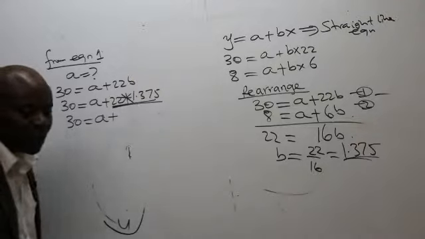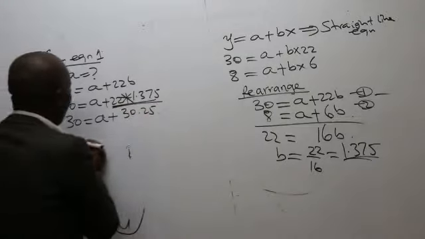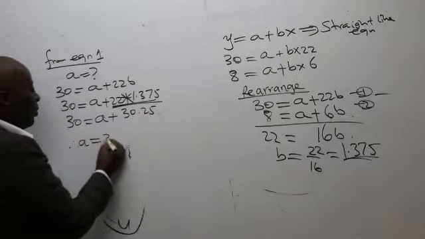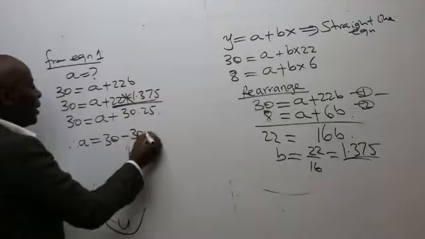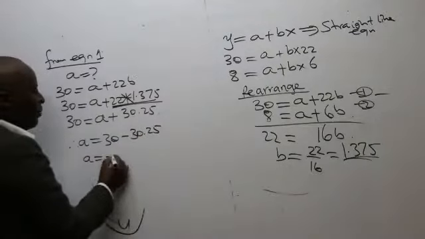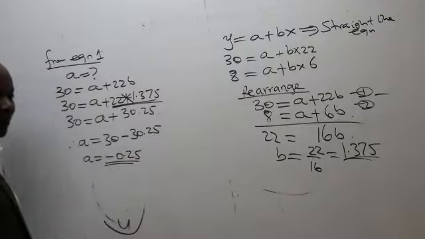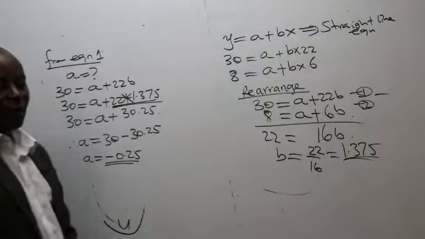So according to Hillary, this is 30.25. Thank you very much. Therefore, our A will be 30 minus 30.25, which will end up giving us what figure, somebody here? Minus 0.25. Thank you very much. Thank you, Faith.